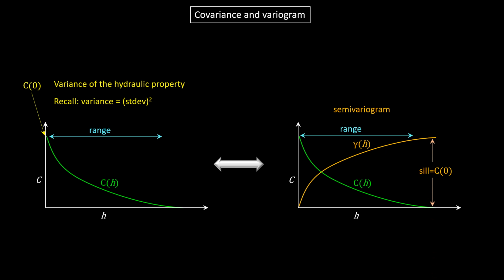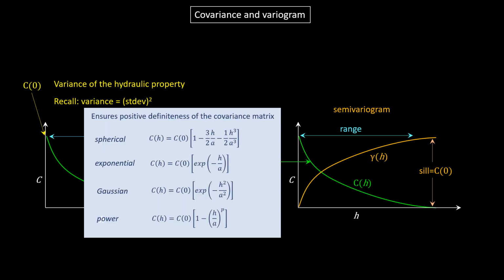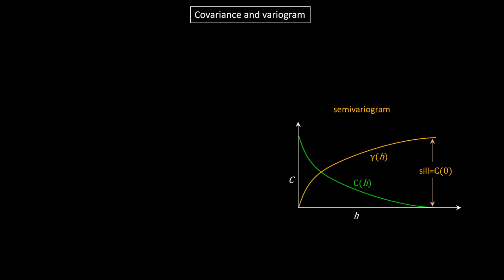So what equations can we give to this decaying function of covariance with distance? Well, not just any equation will do. Remember, the covariance matrix that emerges from application of this equation must be positive definite. That restricts us to the use of certain equations. And the equations that are listed here are the most commonly used ones. There are other equations, but these will do the job most of the time.